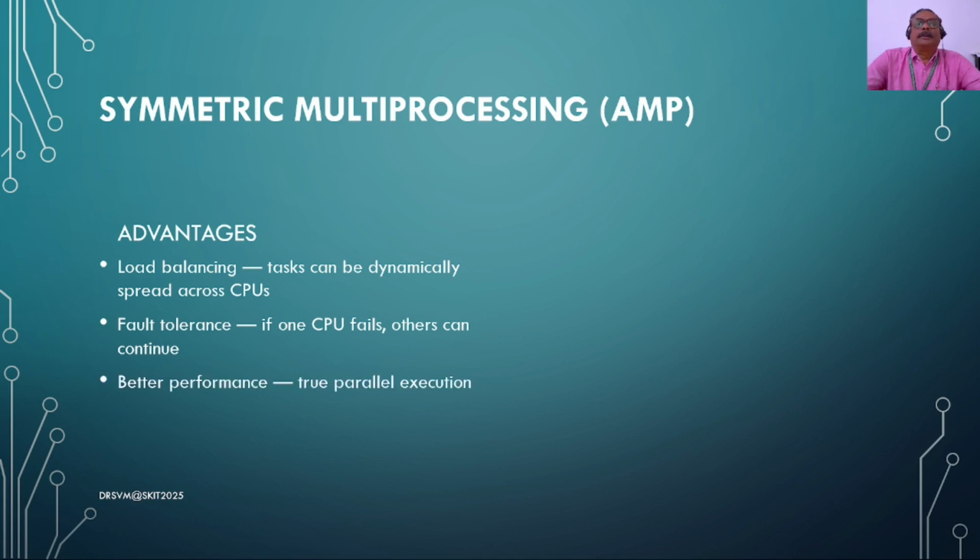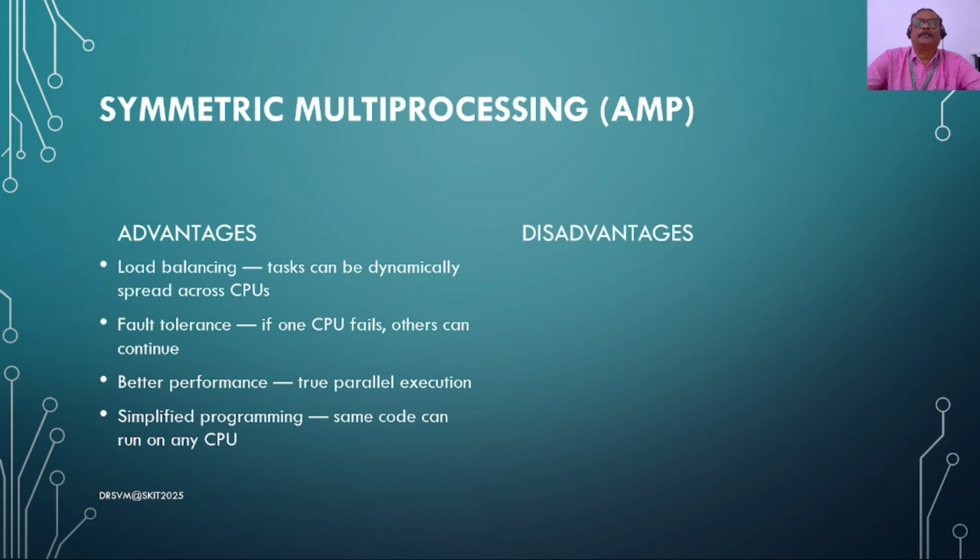and we can have a better performance because true parallel execution is possible here. So when we have multiple processors, each processor can take up its own share of the activity and run in parallel, so the whole thing can be executed much faster. And simplified programming, because the same code can run on any CPU, therefore the whole programming can be simplified.